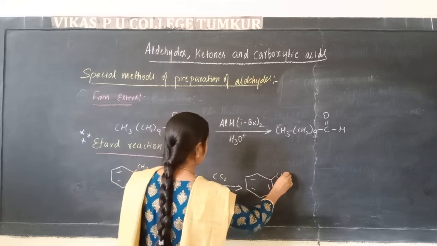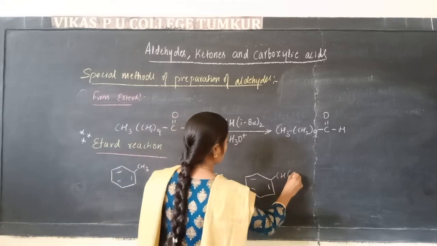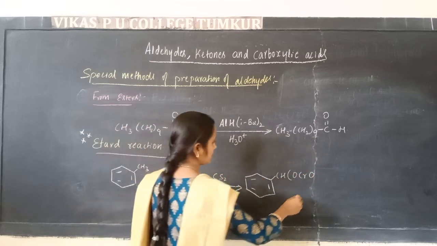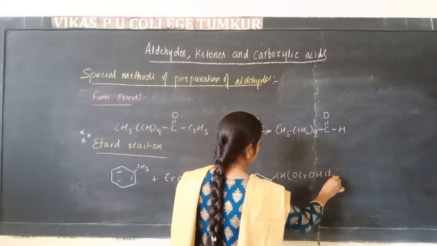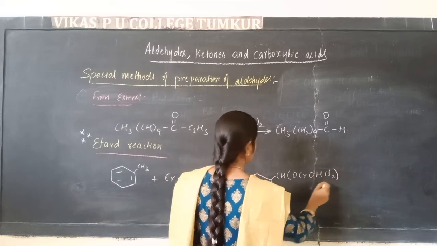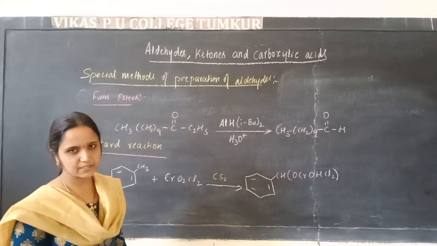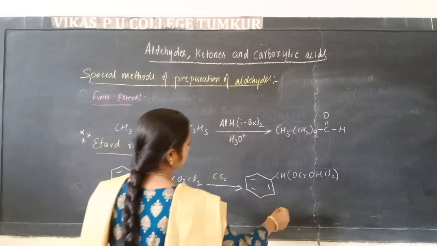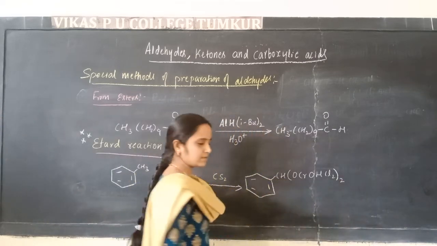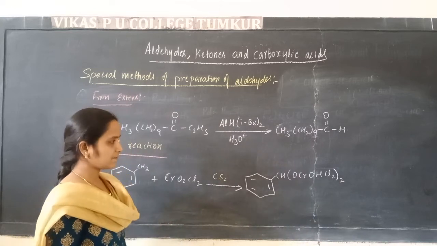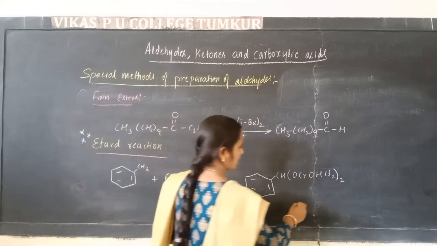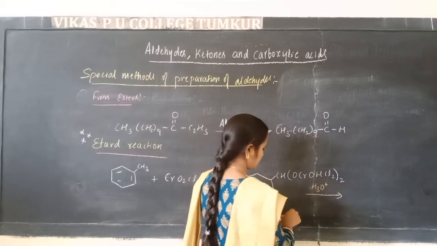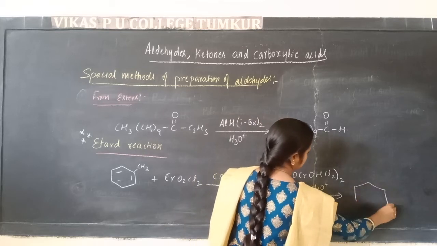That is the CH, then OCrO, then HCl2. That is the chromium complex. We are going to get that chromium complex. This on further hydrolysis, we are going to get benzaldehyde.